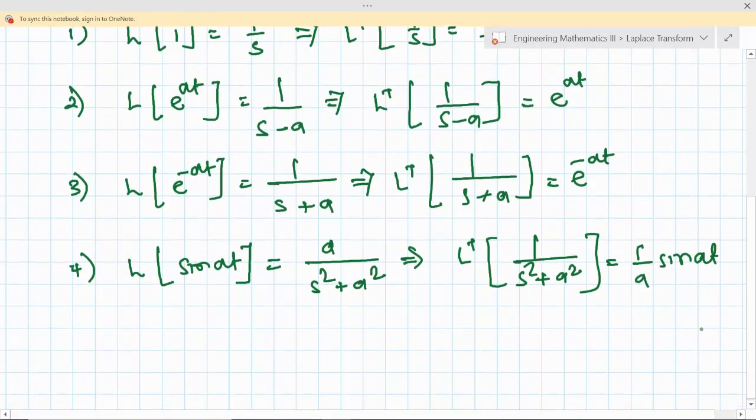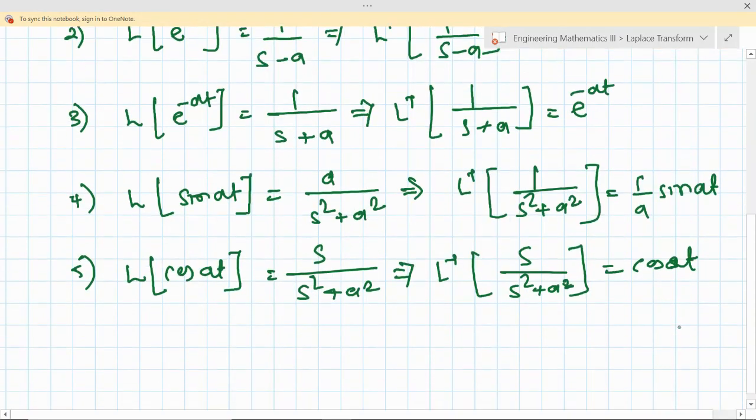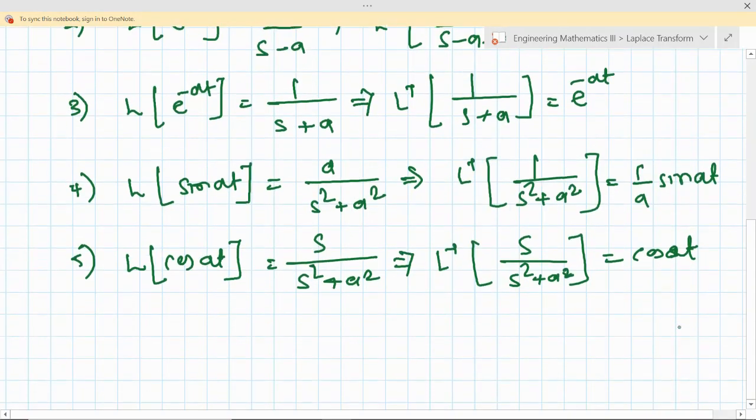Got it? Okay. So the fifth result that we have, Laplace of cos at. What is the Laplace transform of cos at? This is s upon s square plus a square. And from this, we can easily find the inverse Laplace of s upon s square plus a square. This is nothing but cos of at. Why haven't we taken this s outside? Because it is not a constant. This is a parameter actually, and our inverse Laplace depends on that parameter s.